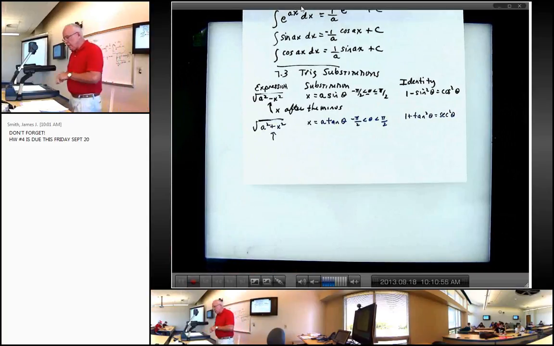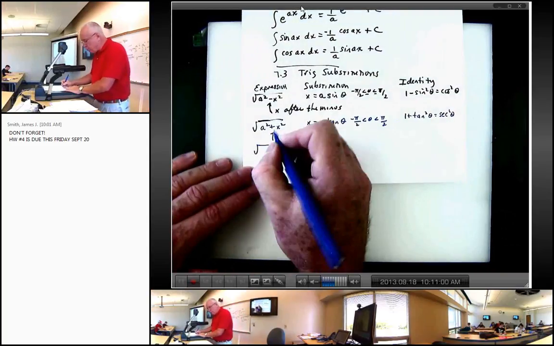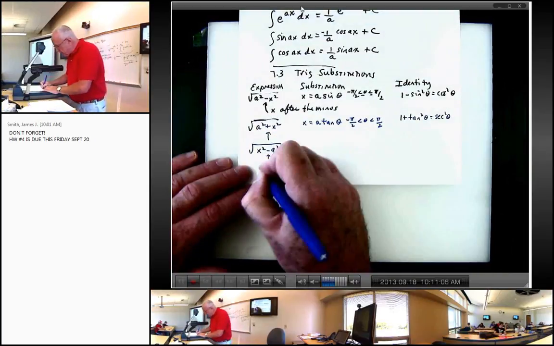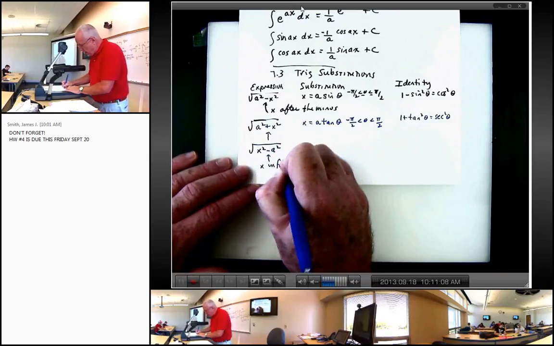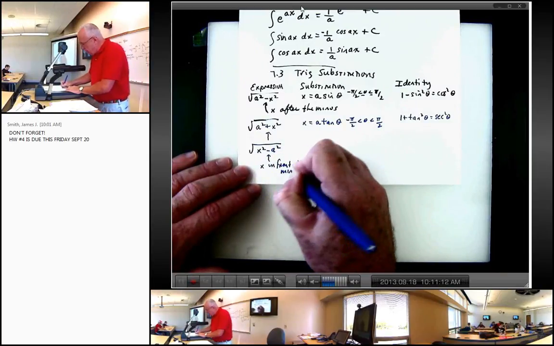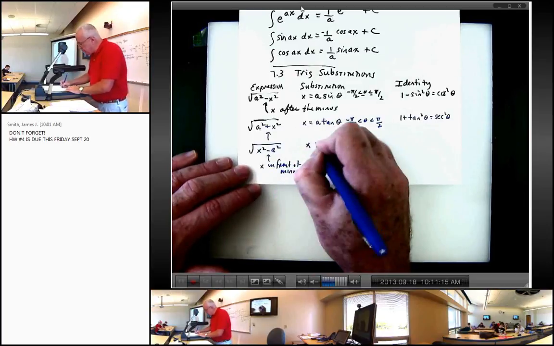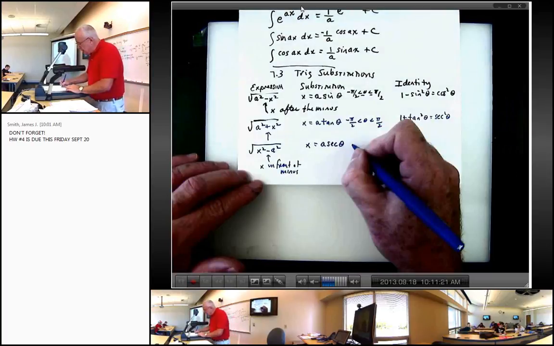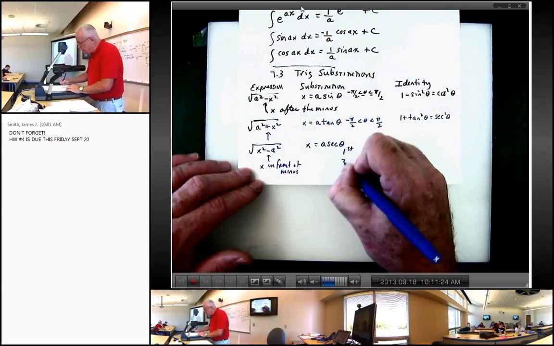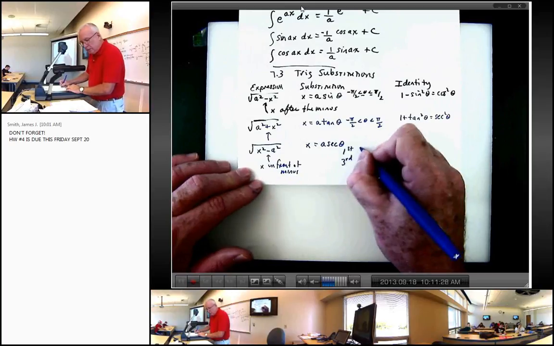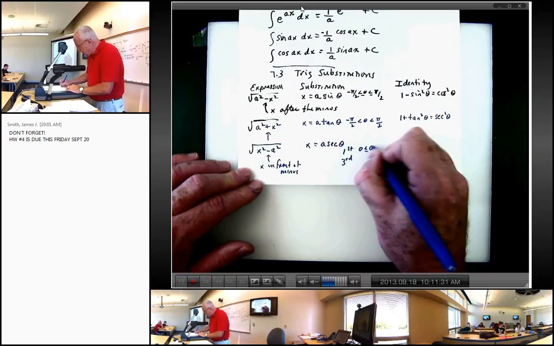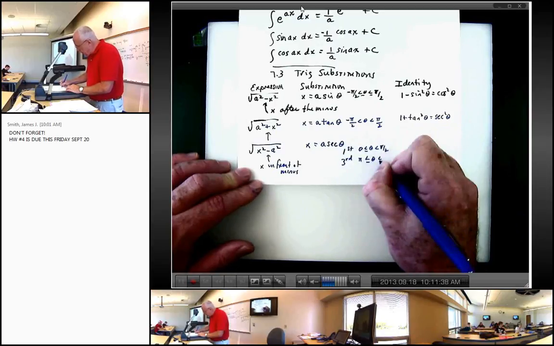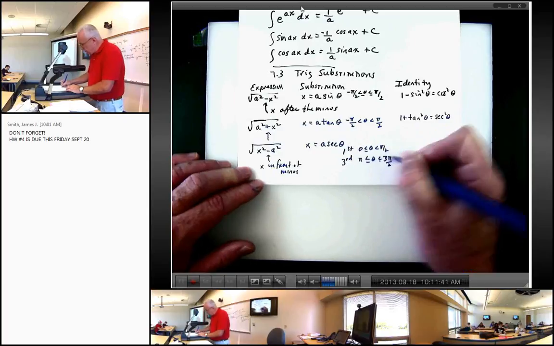And then the last one in our table is where the x squared comes before the minus sign, x squared minus a squared under the radical. So here the x is in front of the minus, and we use a secant. We let x be replaced by a times the secant of theta. And now this time theta is between 0 and pi over 2, and between pi and 3 pi over 2, first and third quadrants.